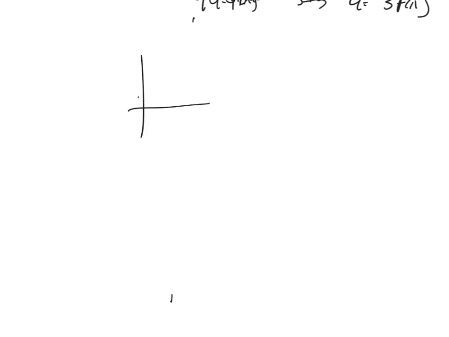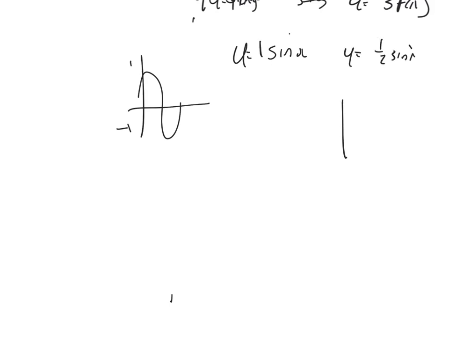Okay, then we could have a scenario in which we've got y equals sine x. So that's again 1 sine x, up to 1 and down to minus 1. What would happen if we had half sine x? Well, that would compress it down to a half and minus a half, so that would compress it by a factor of 2.